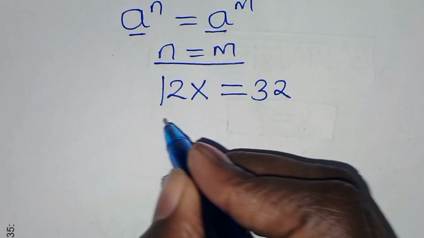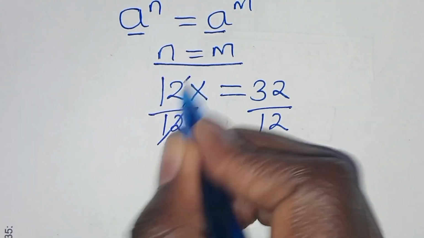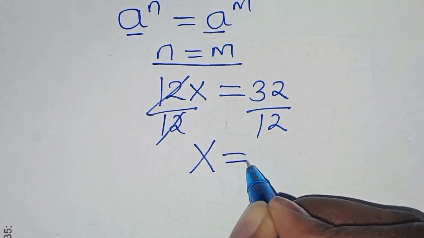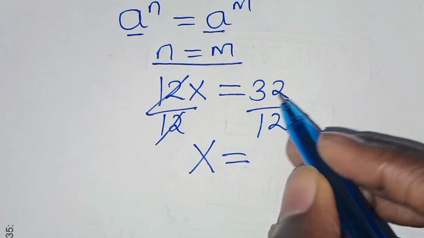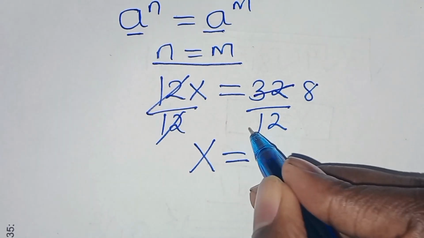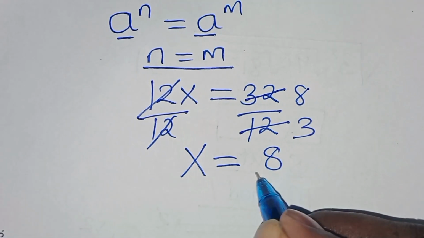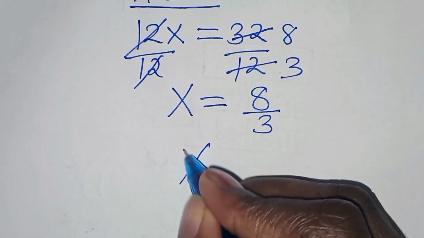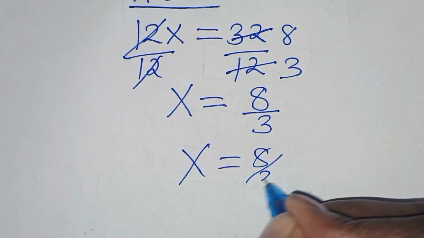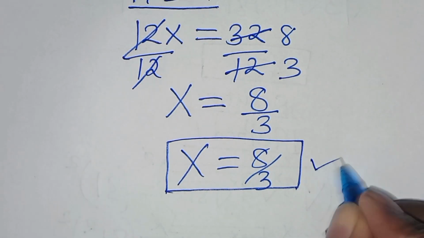So let's divide both sides by 12. Now here we have x equal to, let's divide here, 32 divided by 4 is equal to 8, then 12 divided by 4 is equal to 3. So x is equal to 8 over 3. This is the value of x. x is equal to 8 over 3. This is the value of x by applying method 1.